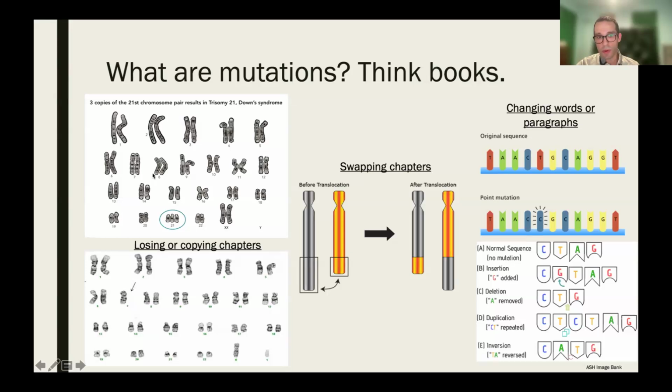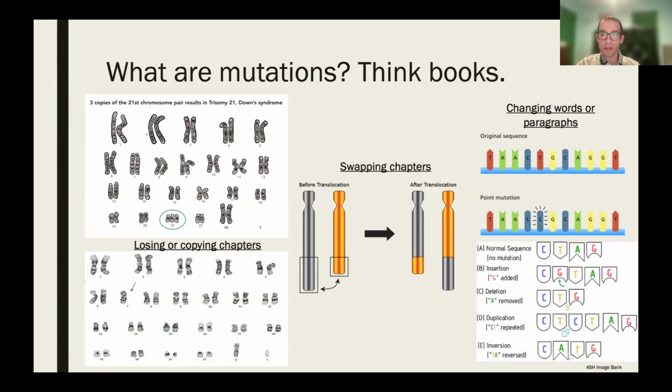So, for example, this person's genetic testing has shown a third copy of chromosome 21. This results in something called Down syndrome. Or sometimes you can lose chromosomes, right? So this person has lost one of their seventh chromosomes. So they only have one instead of two, like all their other chromosome pairs. And I would equate this to kind of like losing chapters of a book.